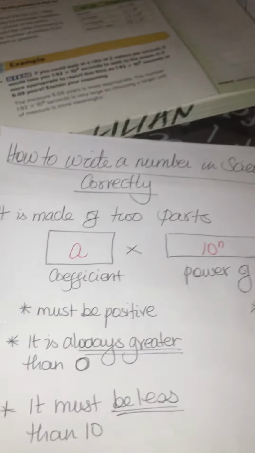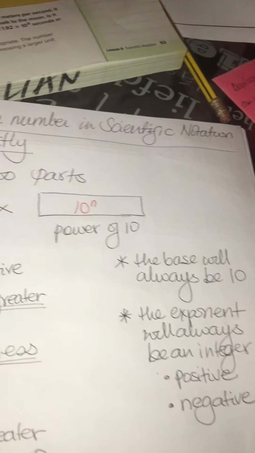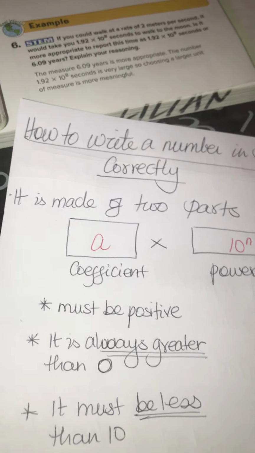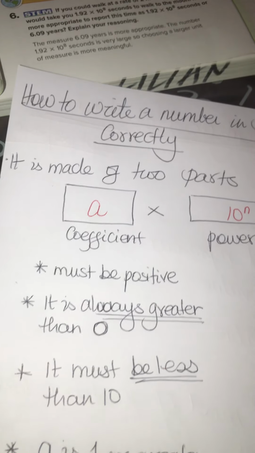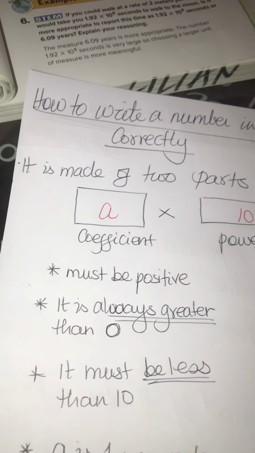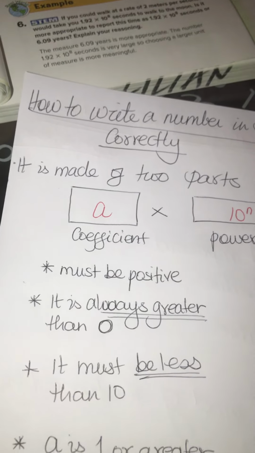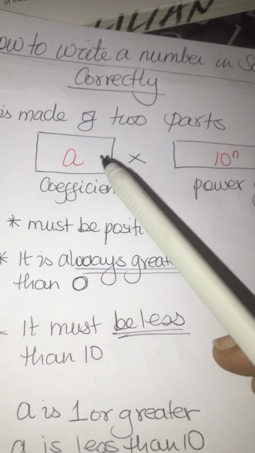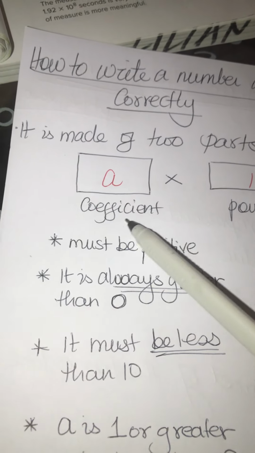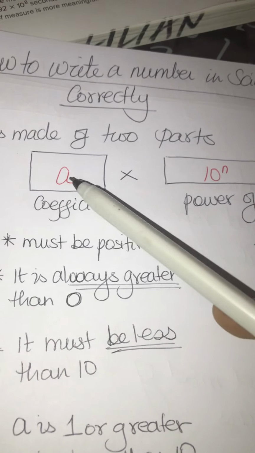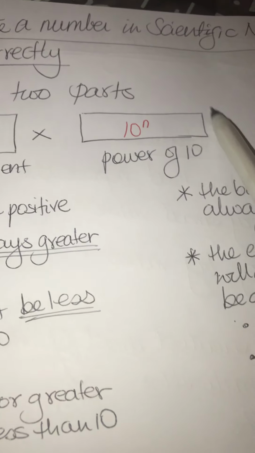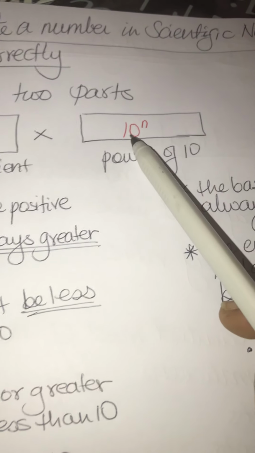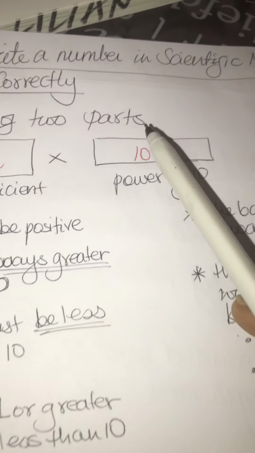Now, how to write a number in scientific notation correctly. Okay? First, you have to realize scientific notation is made of two parts. These two parts are what make your number called scientific notation. Okay? So, the first part is called the coefficient. And then you multiply the coefficient with a power of 10. This number here has to be a power of 10. It can't have any other base but 10.